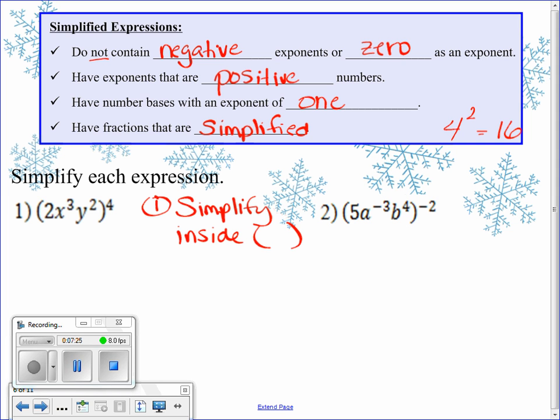Now, is it possible that you cannot simplify inside? Right, it's possible. So if you can, simplify inside your parentheses. After you simplify, I will distribute the exponent. All right, so if there's an exponent like a number 1 on the outside, I'll go ahead and distribute that.